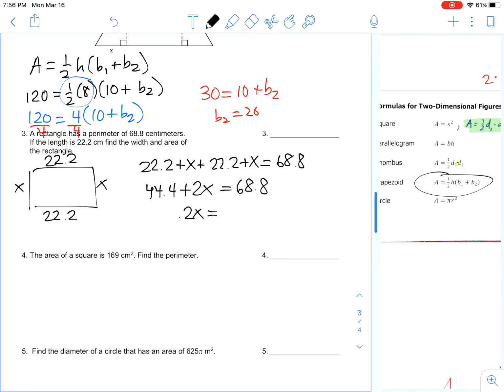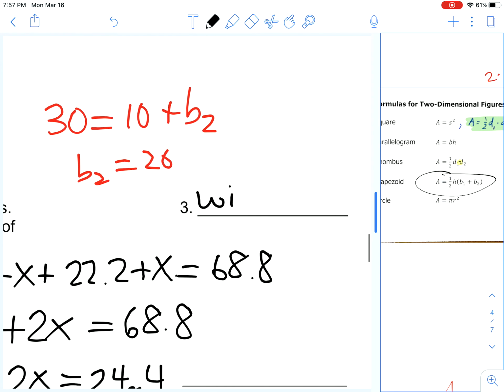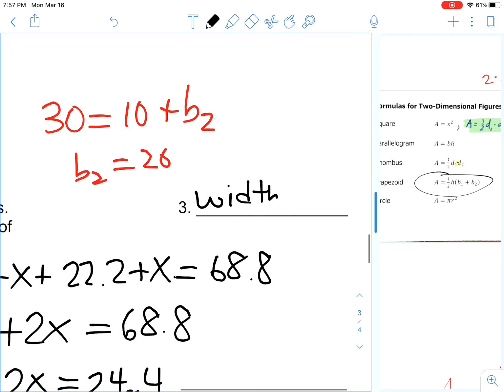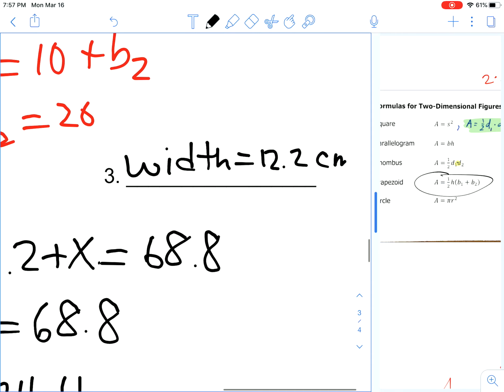2x is, what would that be? That would be 24.4 when I subtract. So x is 12.2. So the width is 12.2 centimeters. But for the area, I'm going to have to multiply to get that one. And I would probably just go ahead and use your calculator.